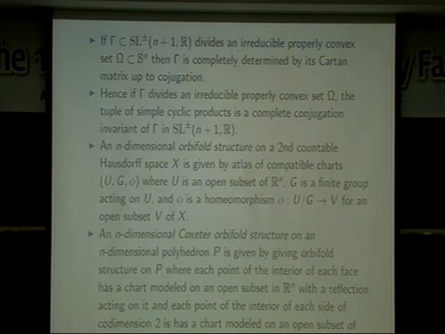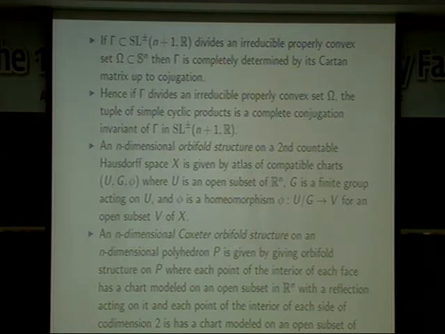If gamma divides an irreducible properly convex set, then gamma is completely determined by its Cartan matrix up to conjugation. And hence, if gamma divides an irreducible properly convex set omega, the tuple of simple cyclic products is a complete conjugation invariant of gamma.